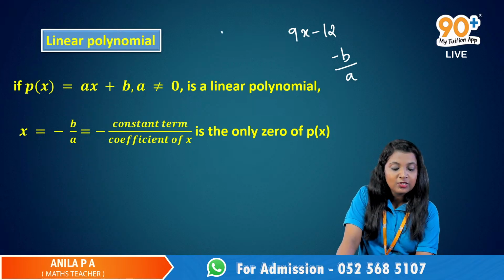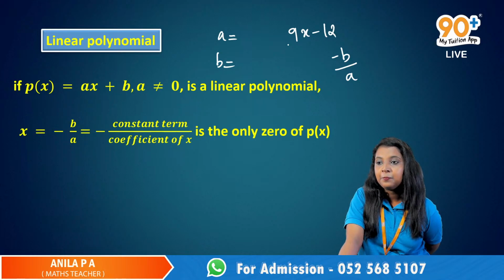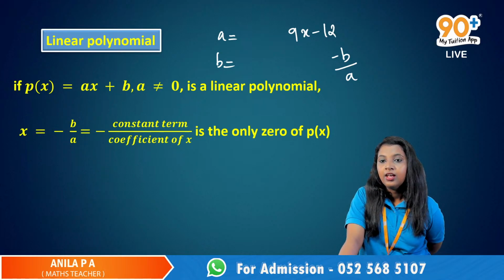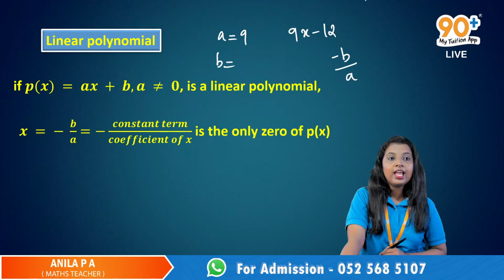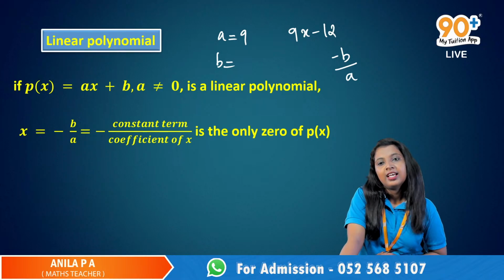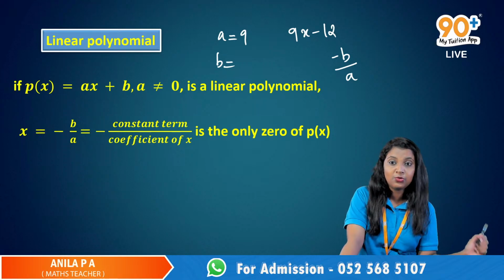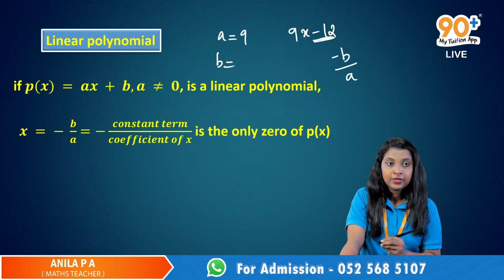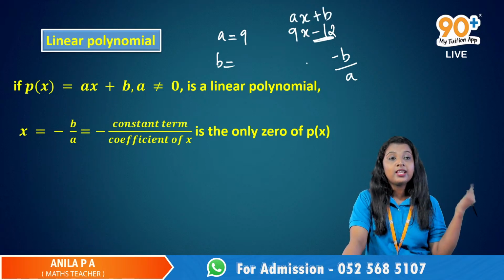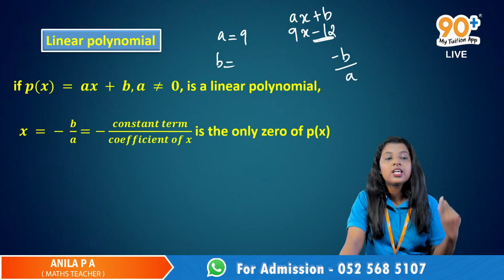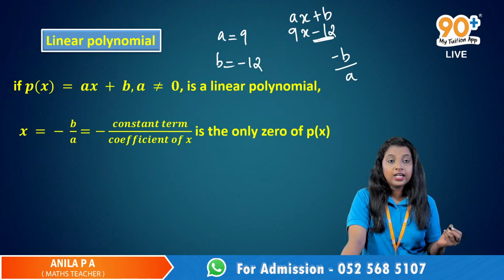So what are the values of a and b in this polynomial 9x minus 12? What is the value of a? A is 9. And what is the value of b? Somebody is commenting 12. Is it 12? No, it is negative 12. Don't forget to take the negative sign, because our general form is ax plus b and here it is 9x minus 12, so we have to consider that negative sign also. So b here is negative 12.